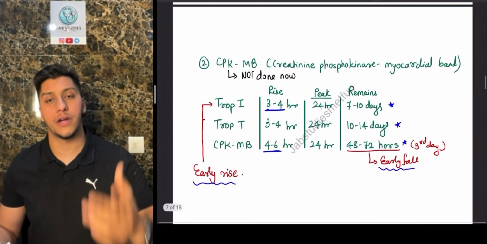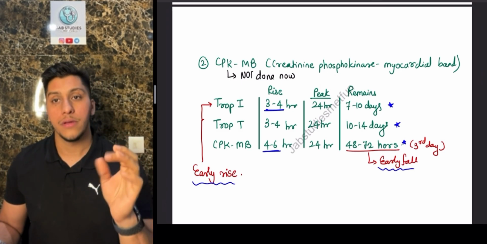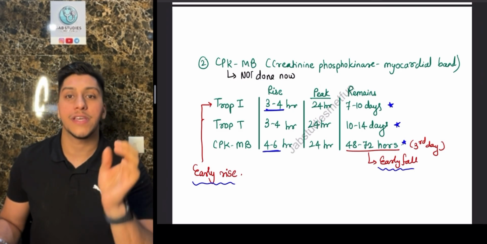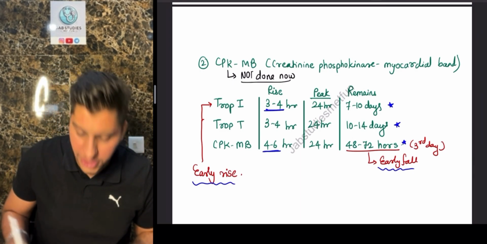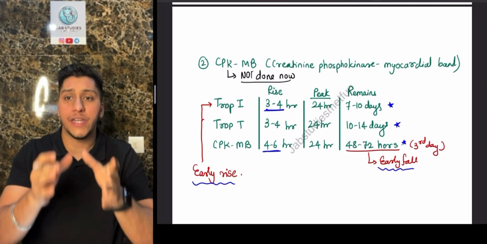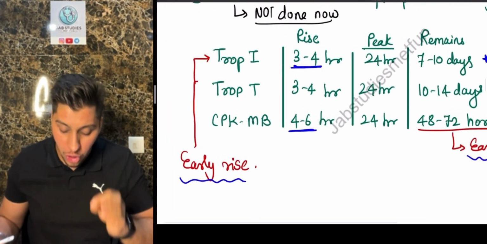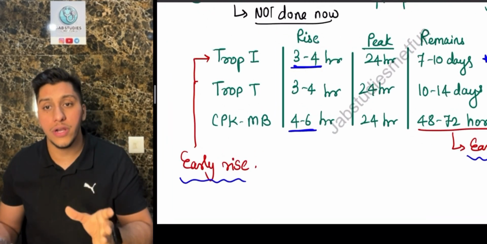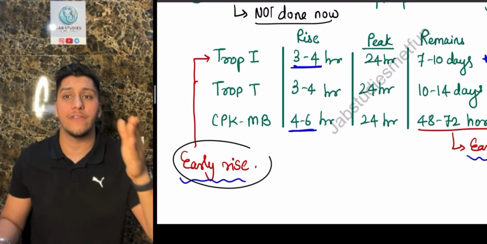After troponin as a blood test, the next test we will talk about is your CPK-MB. CPK-MB full form is creatine phosphokinase myocardial band. This is no longer done. If I give the comparison of TROP-T, TROP-I and CPK-MB, you will notice that TROP-I, as compared to all the others, is going to rise early. Even here TROP-T has 3 to 4 hours, but comparatively much earlier will be TROP-I.